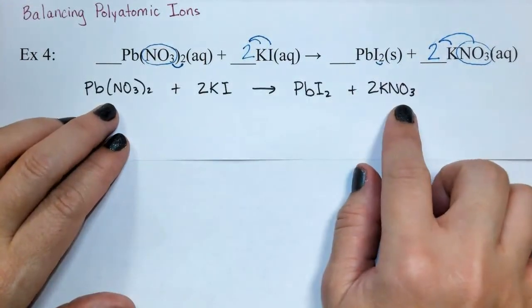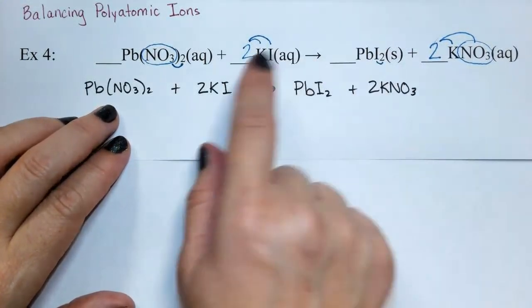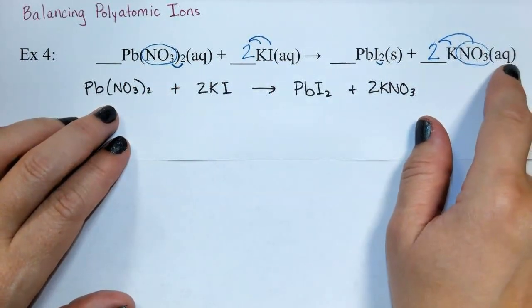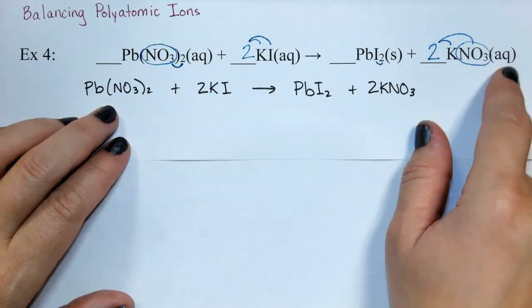Here's the final balanced equation rewritten. You may have noticed that we had some phase notations, aqueous, aqueous, solid, and aqueous. Those are not involved in balancing. You can just ignore them.